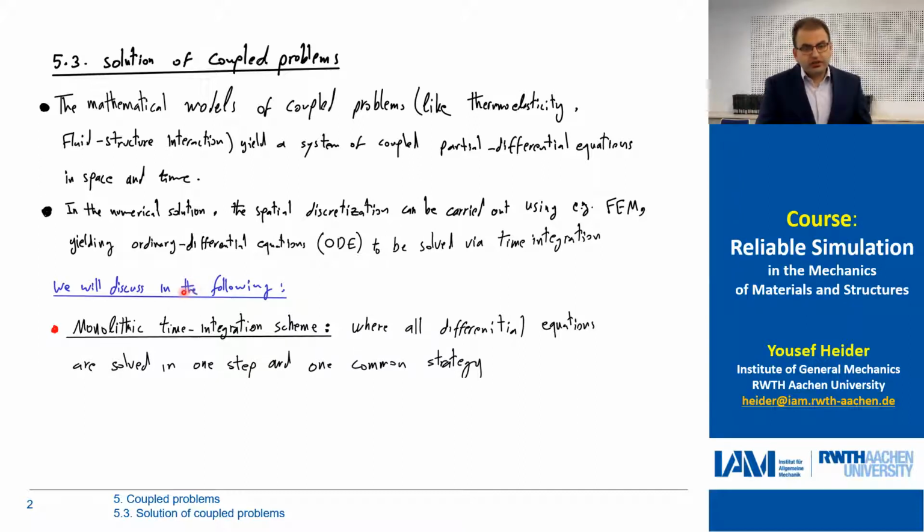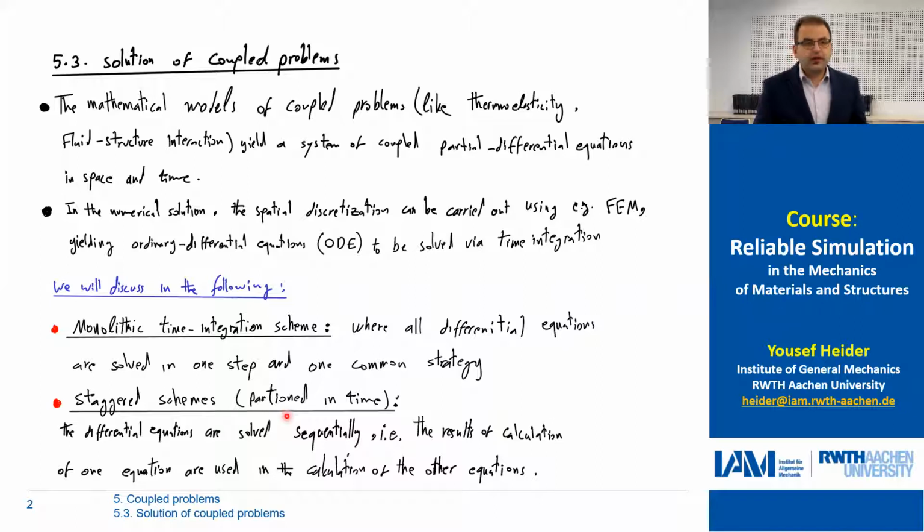What do we mean by monolithic time integration schemes? In this case, if we want to go for a monolithic time integration, then all the differential equations are solved in one step and using the same strategy, because it's like putting the whole equations together and solving them in the same way. The other option would be a staggered scheme, which is sometimes called partitioned in time. In this case, the equations are solved individually and in a sequential way. So you solve the first equation and then put the results in the second, and you solve the second, and so on. We'll talk about this in detail. So monolithic and staggered schemes are connected to the time integration.